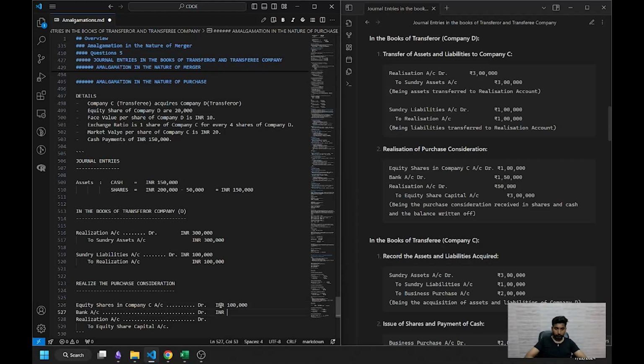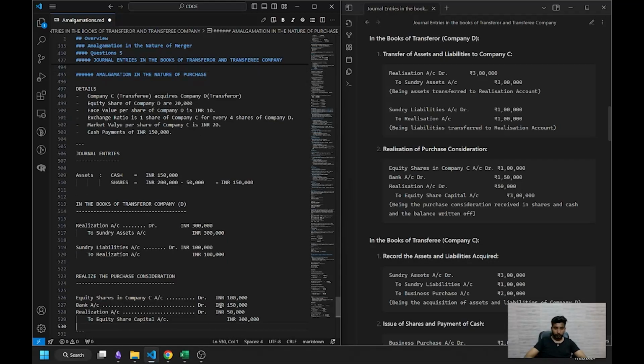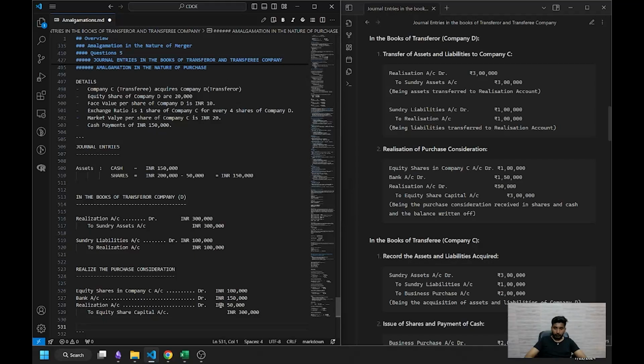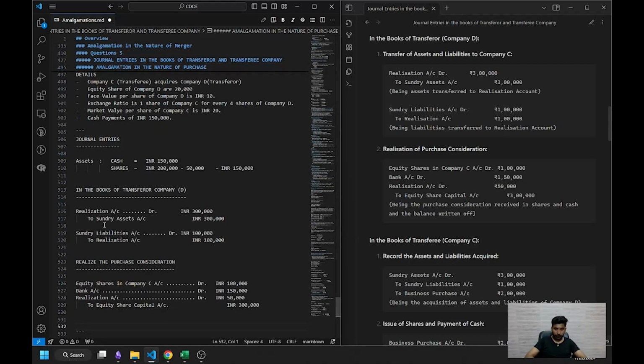Then we have the bank account, that is the cash which we have been taking. And the remaining will be the realization account, that is the 50,000, which have to be realized. In the lieu of total rupees 3 lakhs. Okay. And this is how we will realize the purchase consideration. If the entry are to be done in the books of transferor company, that is company D.